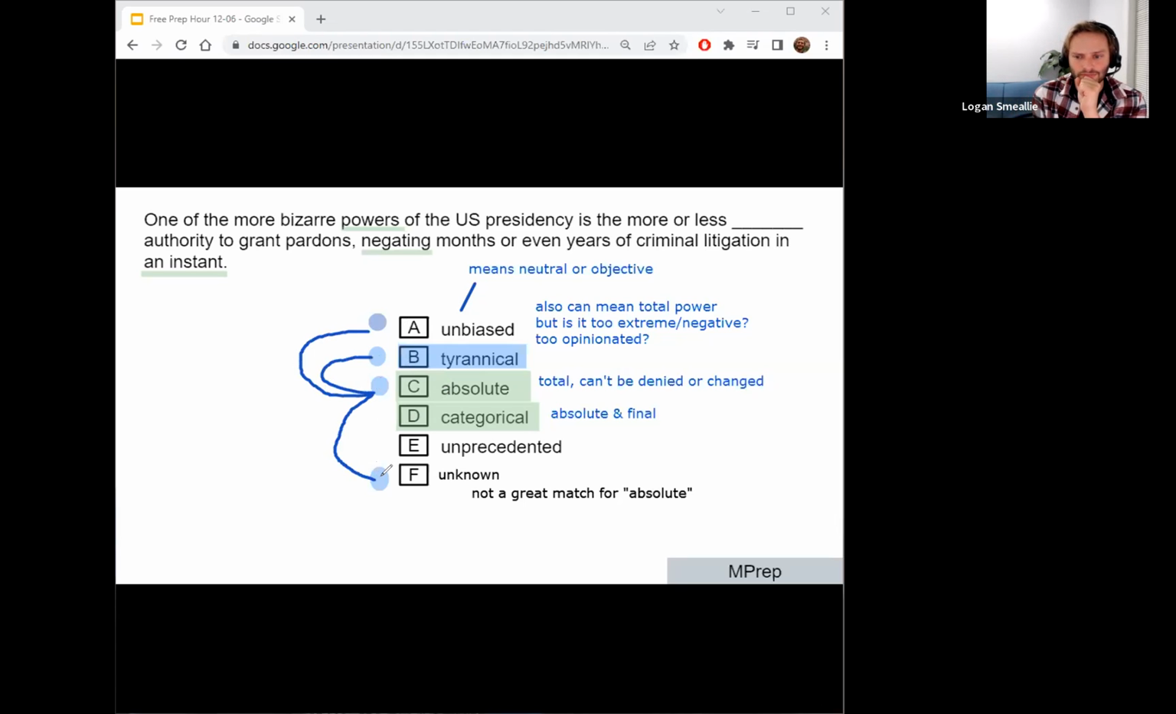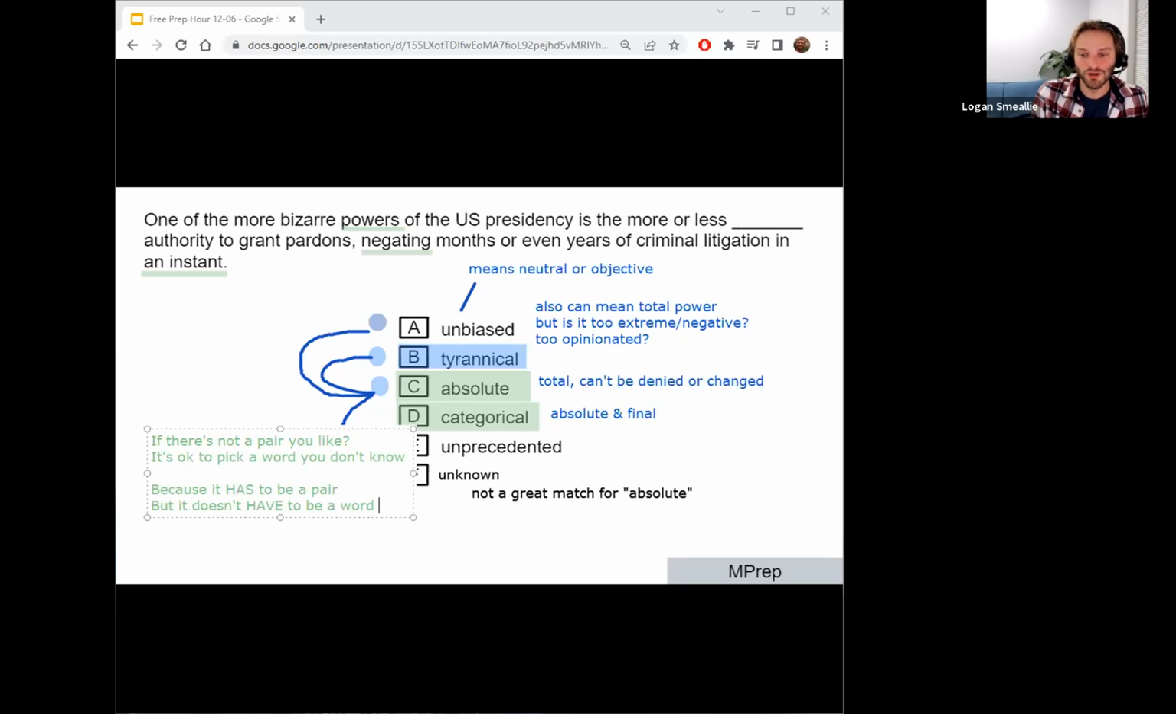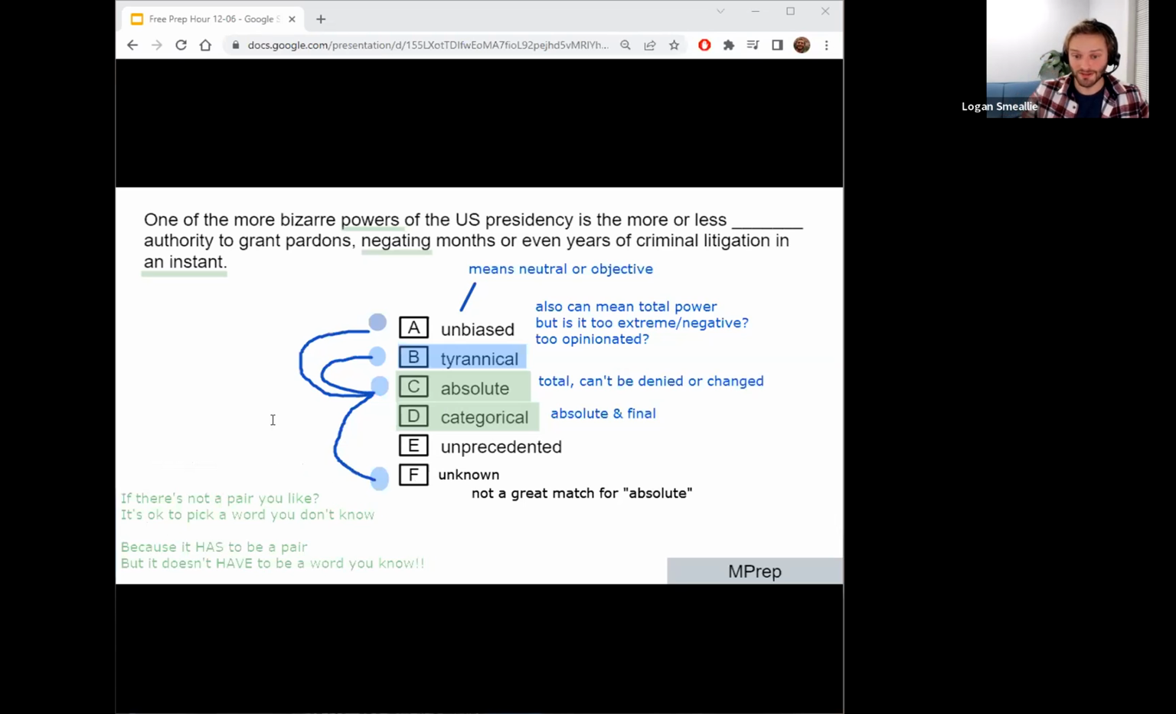Now, you probably felt the same thing about D in this case, but let this be a lesson that basically, if there's not a pair you like, it's okay to pick a word you don't know, because it has to be a pair, but it doesn't have to be a word you know. There's no rule saying you have to know the word, but there is a rule saying the two words have to make equivalent sentences.